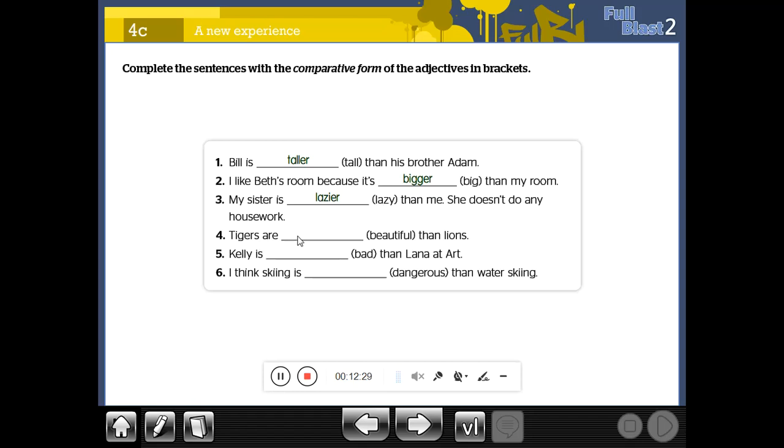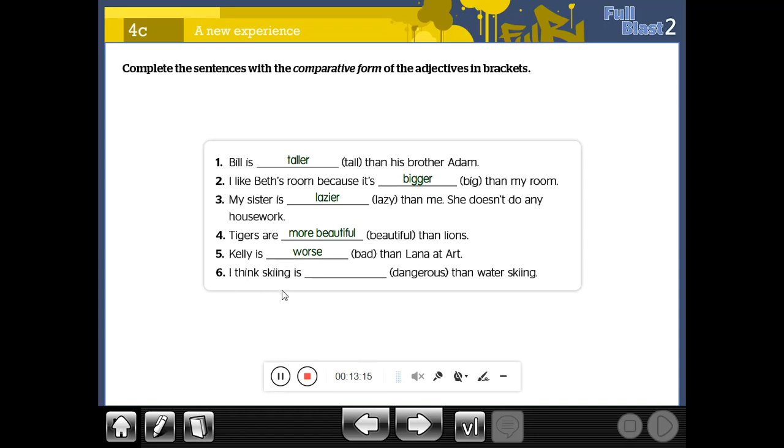Good. Tigers are more beautiful than lions. What is the adjective beautiful? Does it have one syllable or more than one syllable? Yes, beautiful, 3 syllables. So can we add er? No. What comes before beautiful? More beautiful than. Very good. Kelly is worse than Lana at art. We compare between Kelly and Lana, between two persons. And here, bad is an irregular adjective. It has a special case. Special case. So here, Kelly is worse than.